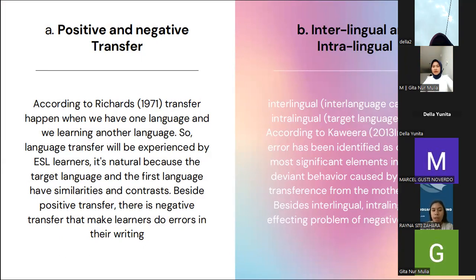B, interlingual and intralingual. Interlingual causes and intralingual target language causes. According to Kawira, 2013, interlingual error has been identified as one of the most significant elements influencing deviant behavior caused by negative transference from the mother tongue. Besides interlingual, intralingual also affects the problem of negative transfer. Next slide.